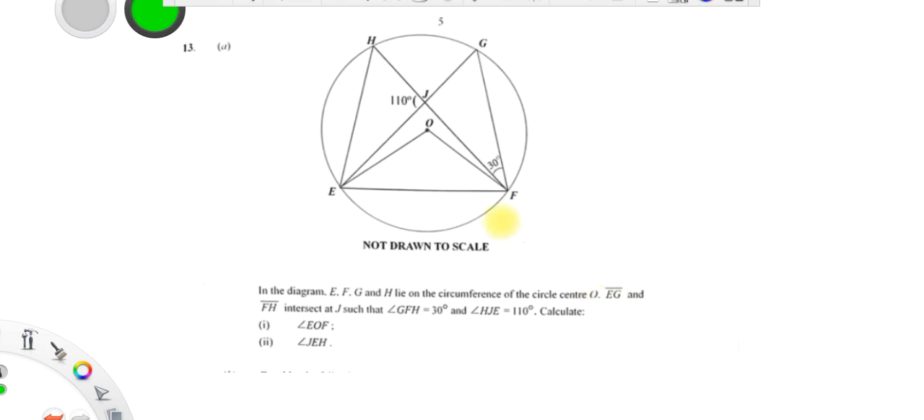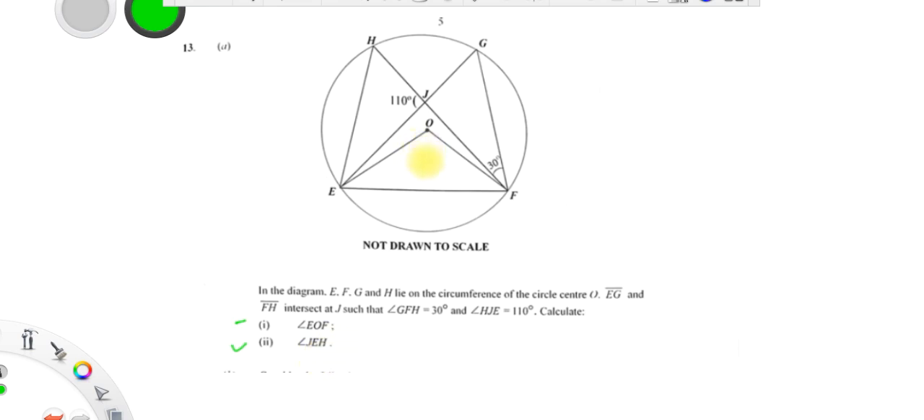See line EG and line FH, they intersect at G, such that angle GFH is equal to 30 degrees, and angle HJE is equal to 110 degrees. Calculate angle EOF, and then angle JEH.